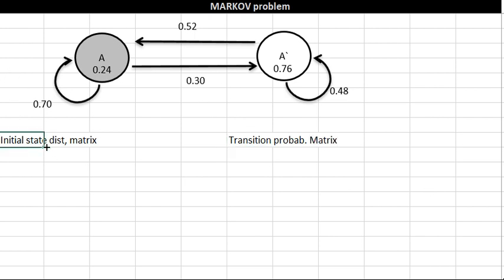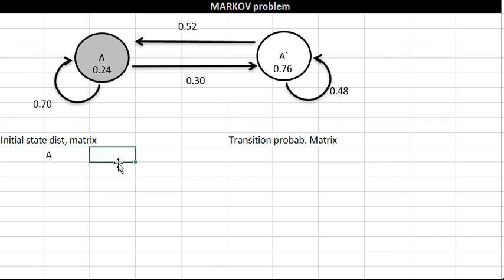Your initial state distribution probability matrix shows kung ano yung initial state natin, ano yung market share natin nung simula pa lamang. Yung transition probability matrix naman shows the conversion from before and after, ano yung mga nangyari. Let's now create our matrix.